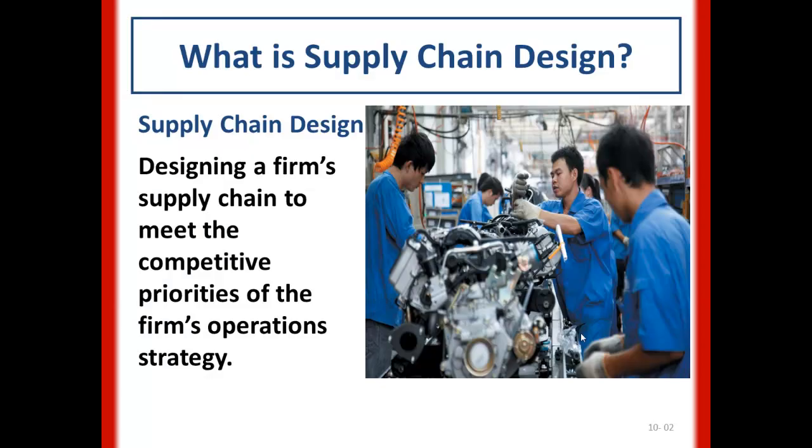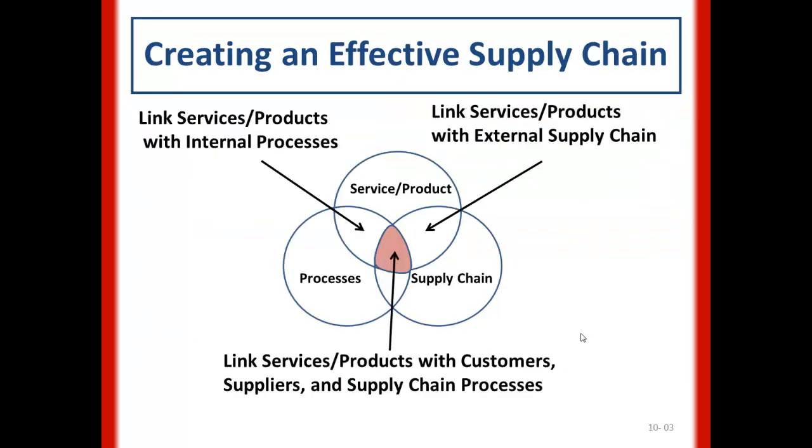Supply chain design is designing the firm's supply chain to meet the competitive priorities of the firm's operations strategy. To complete supply chain design, this figure shows the three major areas of focus in creating effective supply chain design. When creating effective supply chain design, organizations must focus on three links that form an effective supply chain.